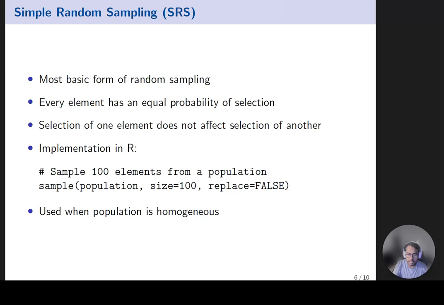In R, the implementation is very straightforward. So we use the sample function, we plug in the population, we select the size of our sample, and then we specify whether we want to implement replacement or not. So what this does is that it takes a random sample of 100 elements from our population without replacement, which means that once we have selected an element, we don't put it back in the pool for possible selection again.